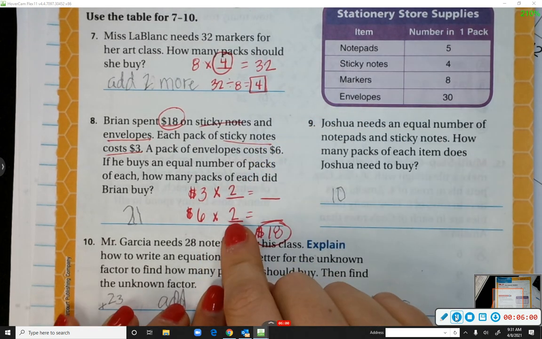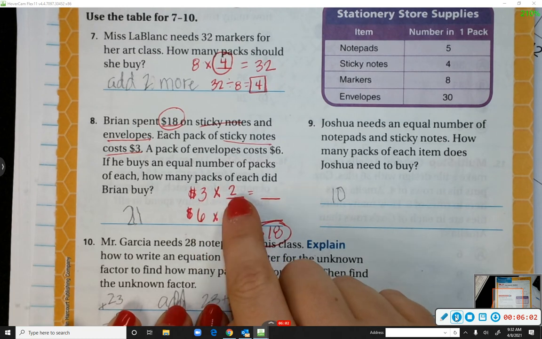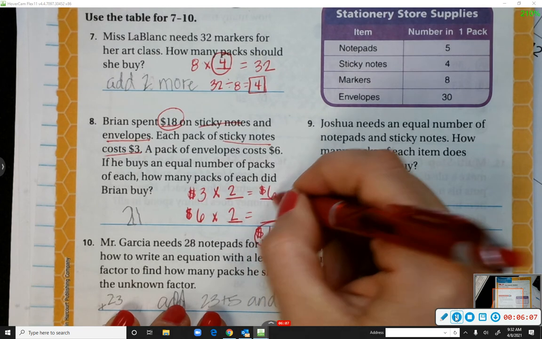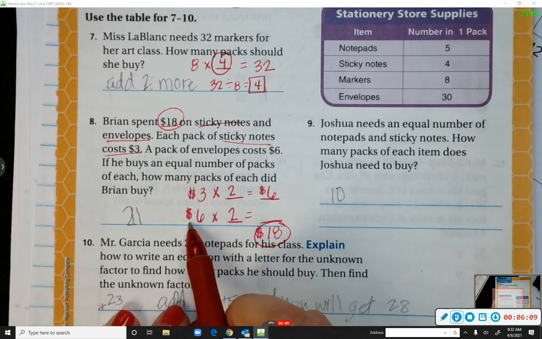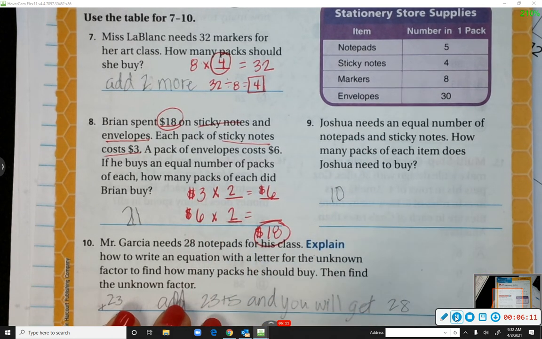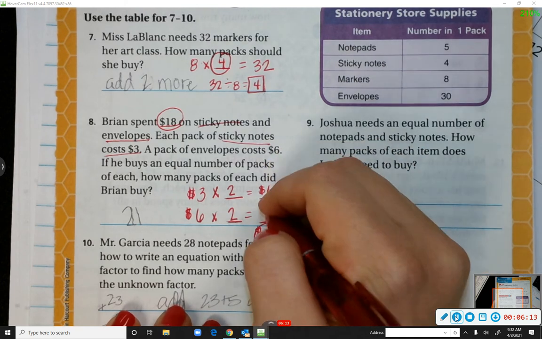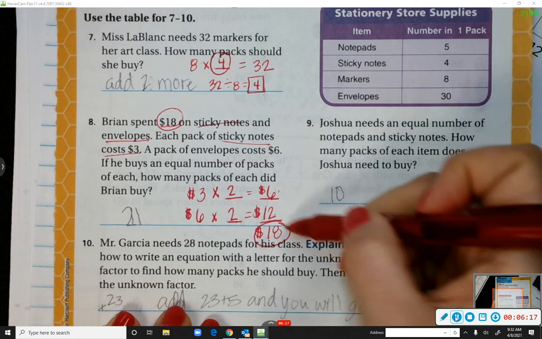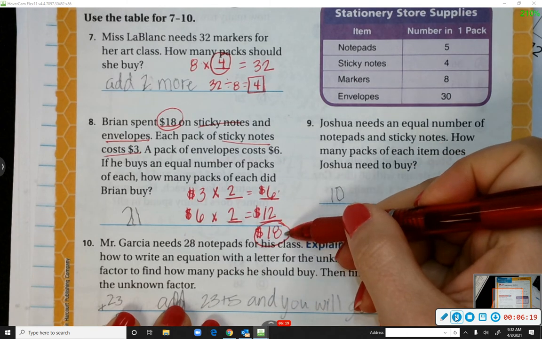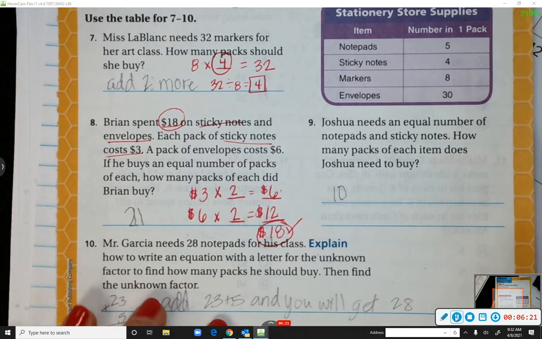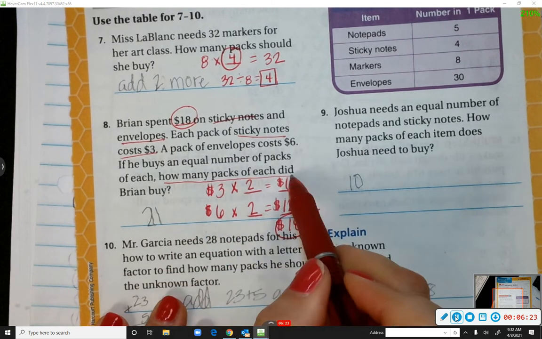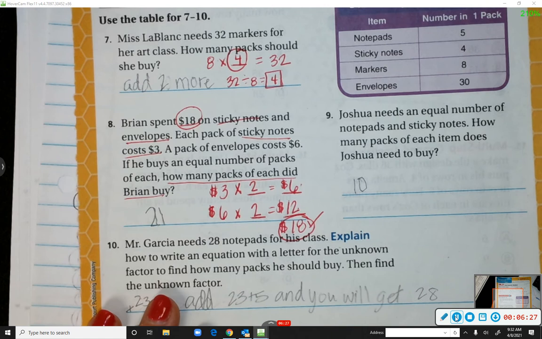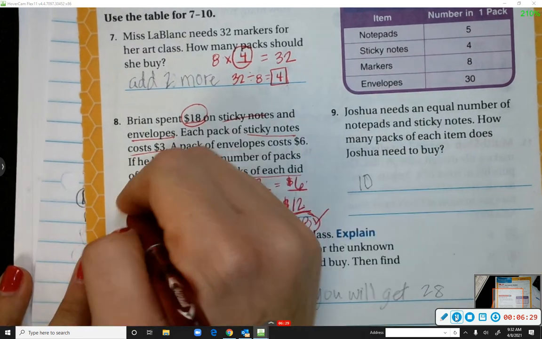2 and 2. So $3 times 2 would be how much? 6. $6 times 2. 12. Okay, now if I add those two amounts, 6 plus 12, does that give me $18? Yes. So when it says, how many packs of each did Brian buy, you would need to put what? 2. 2 packs of each.